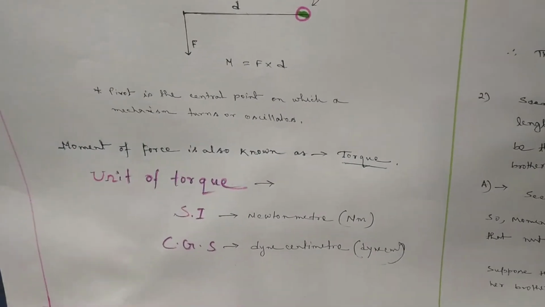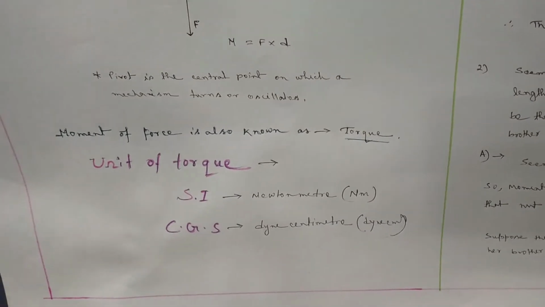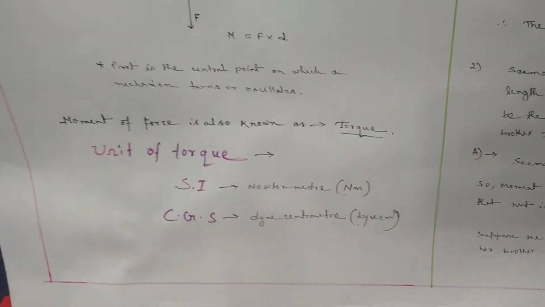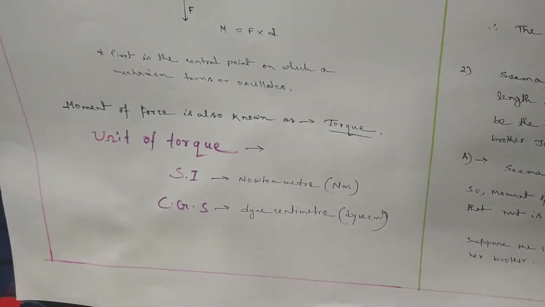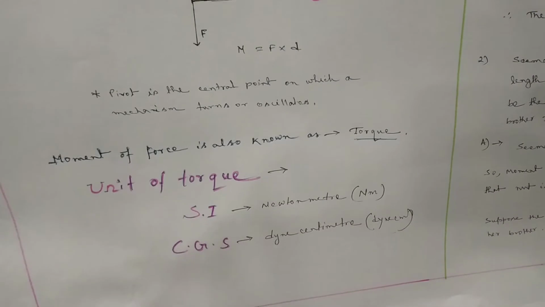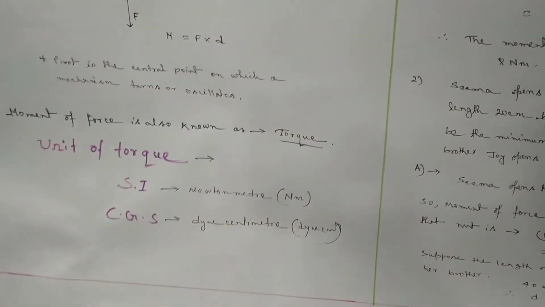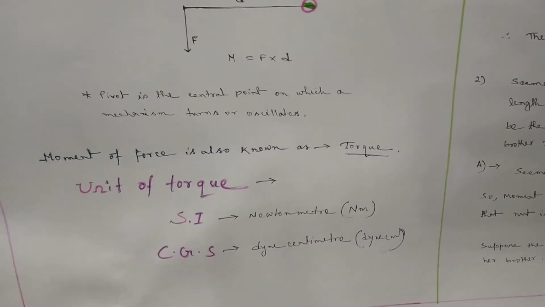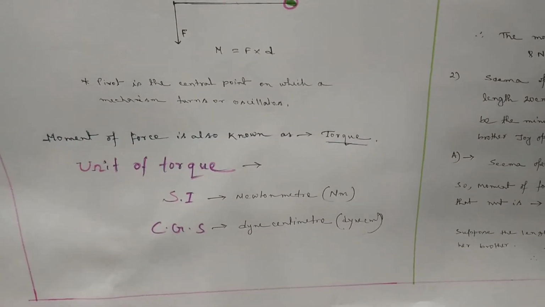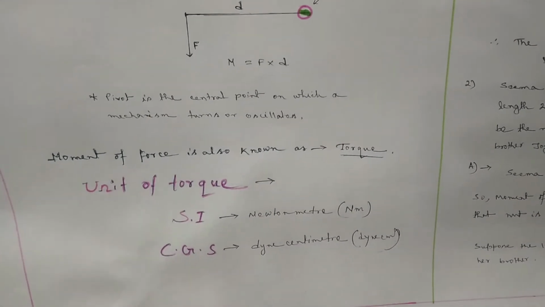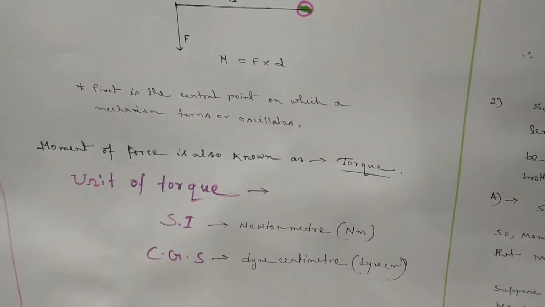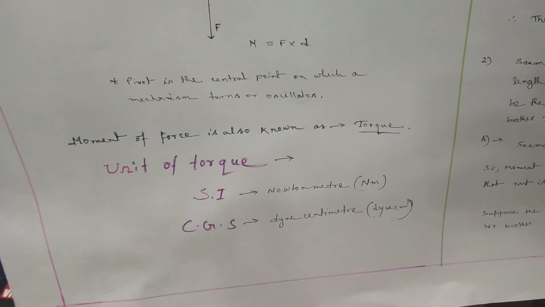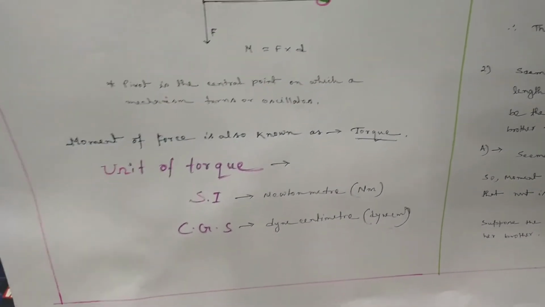The unit of torque in SI is Newton meter and in CGS is dyne centimeter. As moment of force is calculated as the product of the magnitude of force into distance, the unit of force is dyne in CGS and the unit of distance is centimeter in CGS. So the unit of moment of force in CGS is dyne centimeter.